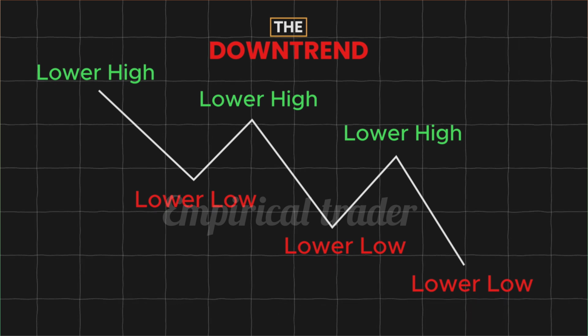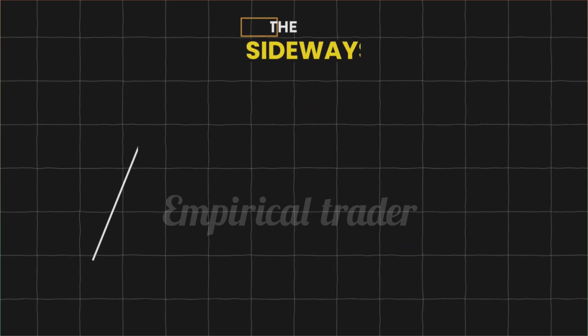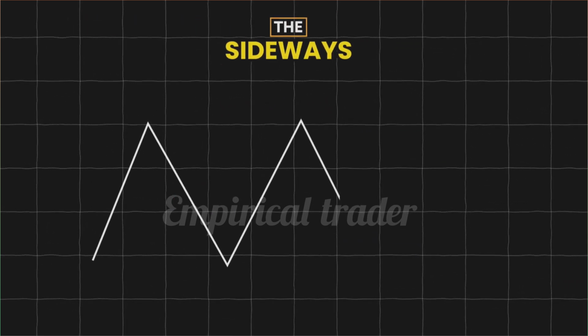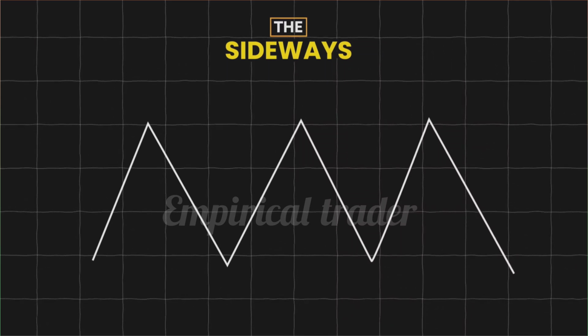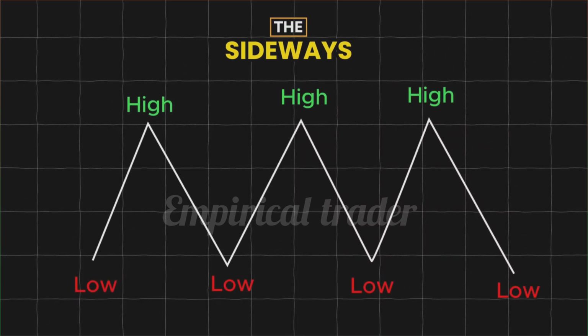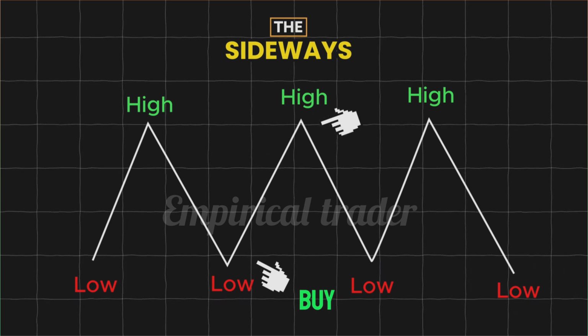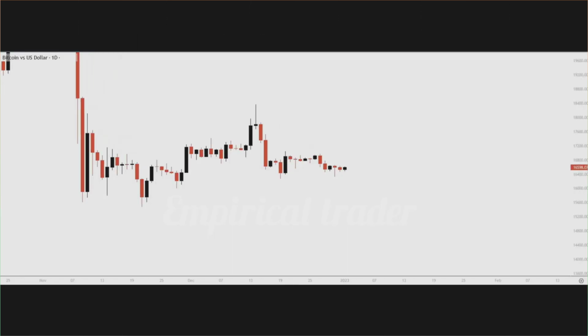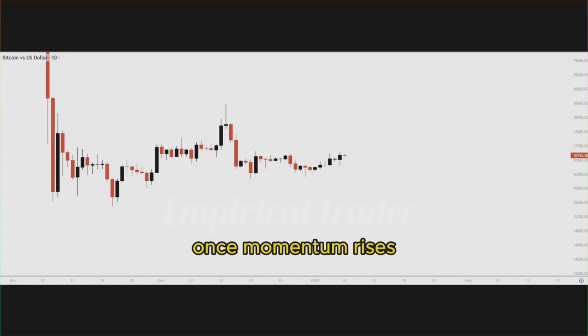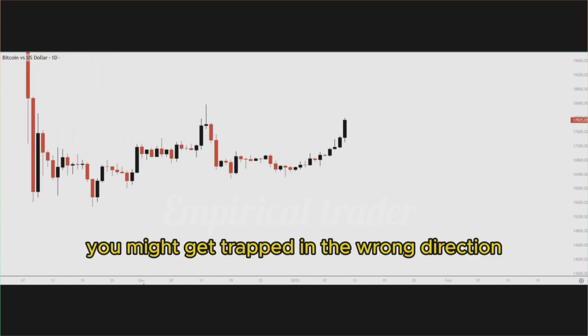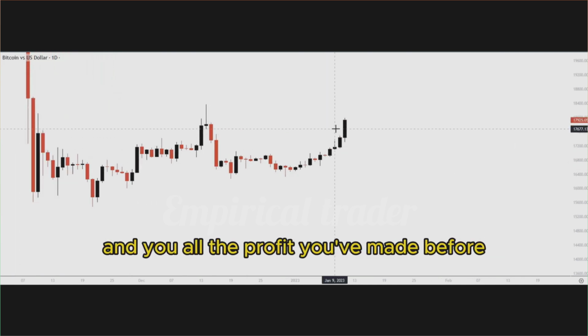And the final structural move is the sideways action. The sideways action is characterized by price that repeatedly hits the same previous highs and same previous lows. Despite looking easy to trade, retail traders think that this is as easy as buying when the market hits the lows and selling when the market hits the previous high. But by doing this constantly, you might be wrongly positioned, and once momentum rises, you might get trapped in the wrong direction and lose all the profit you have made before.